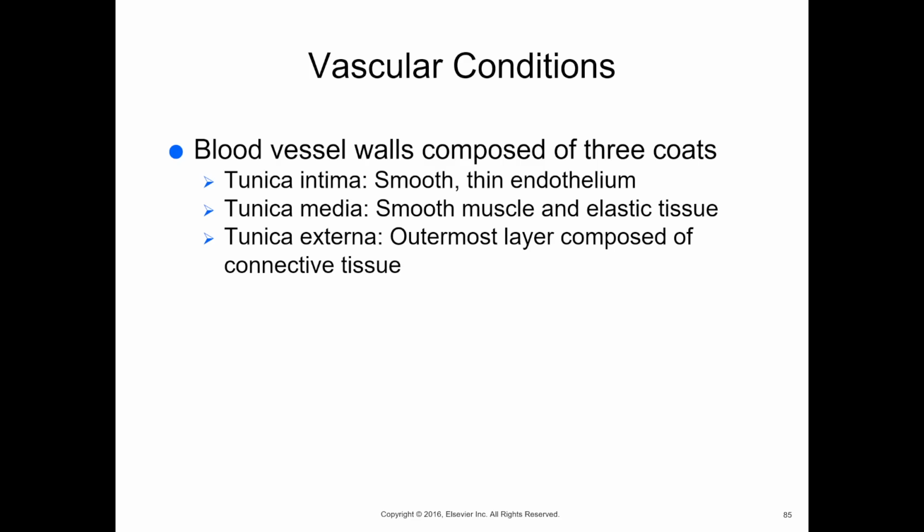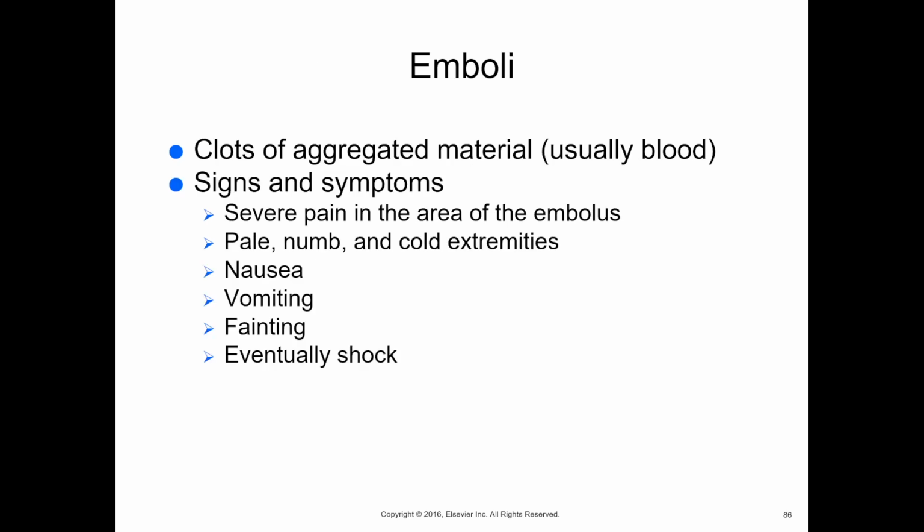Remember, the tunica media is really what separates an artery from a vein, as smooth muscle doesn't really exist on veins at all, and arteries, specifically arterioles, are the primary way in which our body regulates blood pressure. So an embolus is a clot of aggregated material that gets dislodged. Basically, it's a thrombus, which is a clot that's not moving, that starts moving.